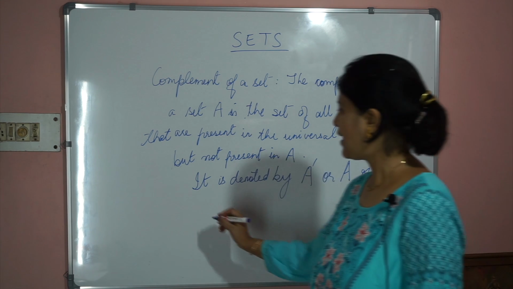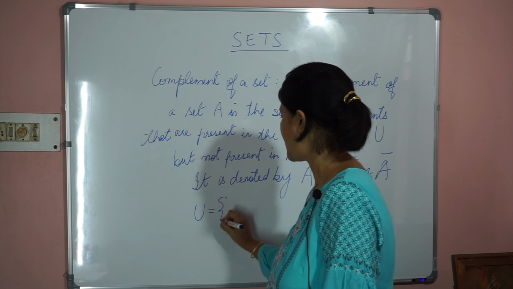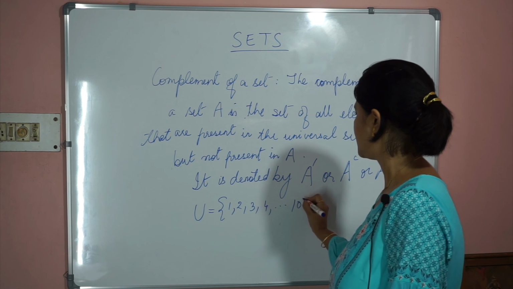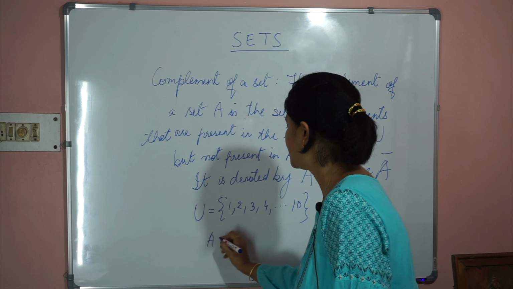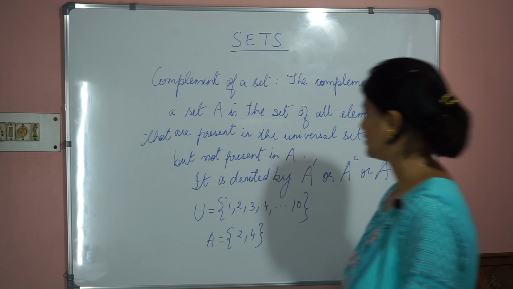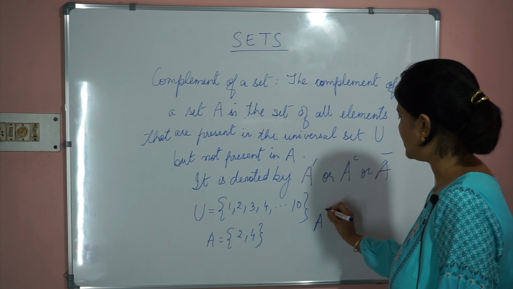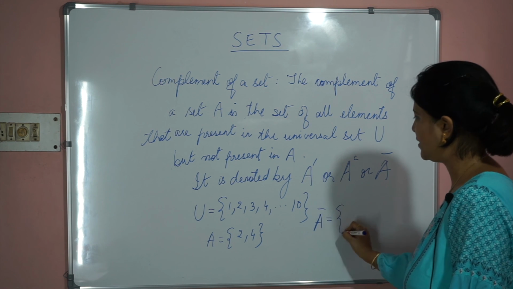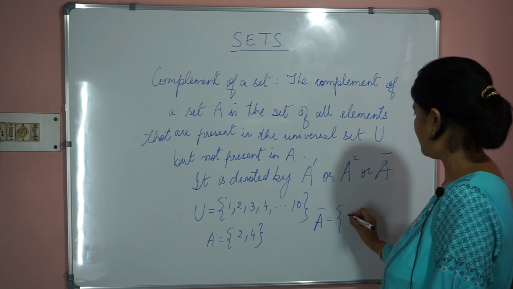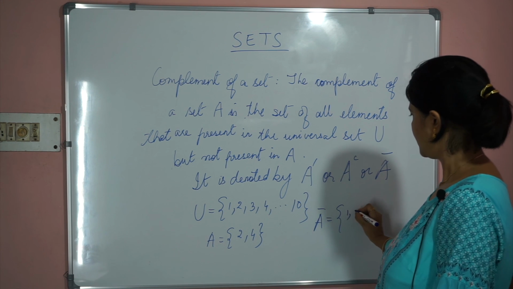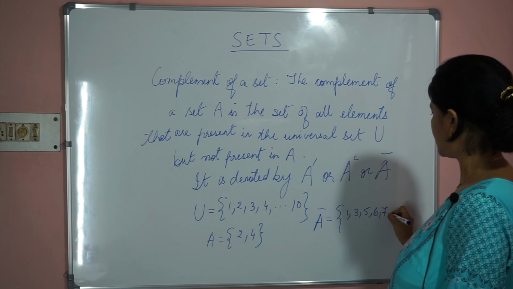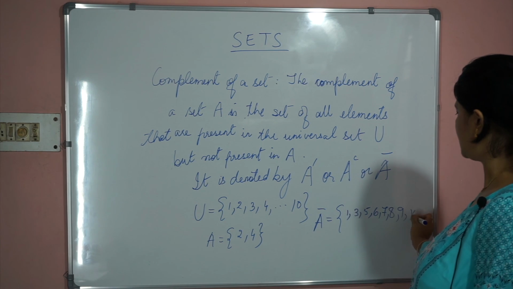So if I have the universal set as 1, 2, 3, 4 up to 10, and A is the set with the elements 2, 4, then what is A complement? A complement will be all the remaining elements that are in U but not in A. So it will be 1, 3, 5, 6, 7, 8, 9, 10.